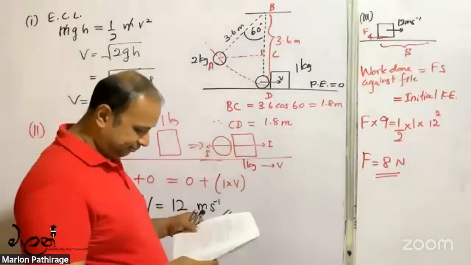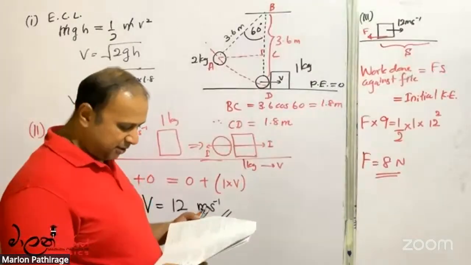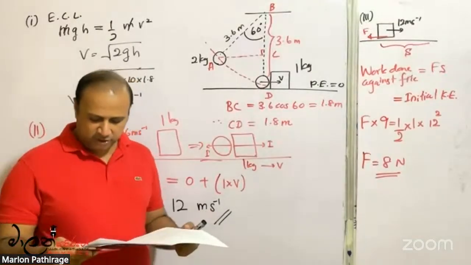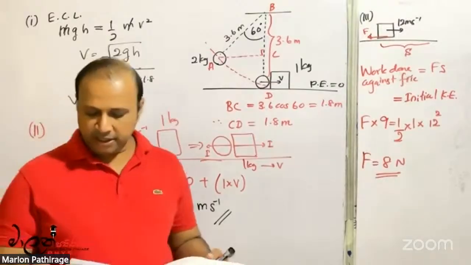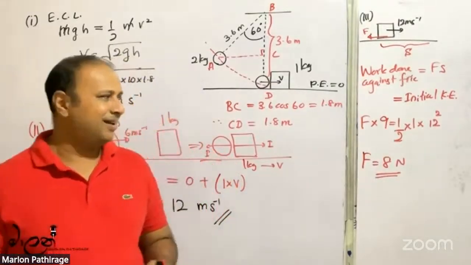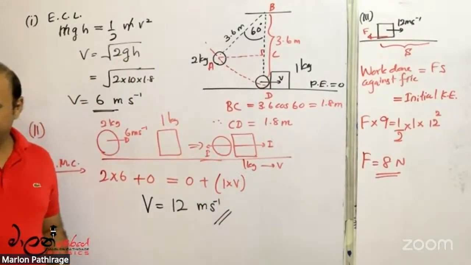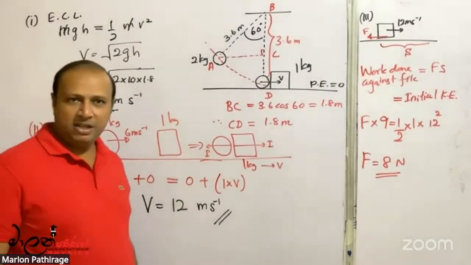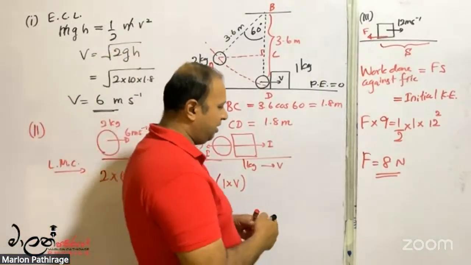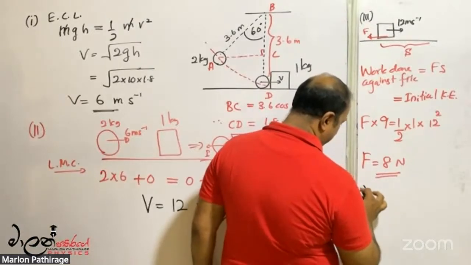Thank you. Then the fourth one, the last one. Find the coefficient of dynamic friction between the 1 kg object and the block. Now it is very easy. Dynamic friction F is equal to mu R.